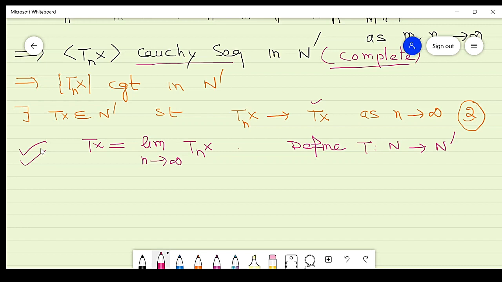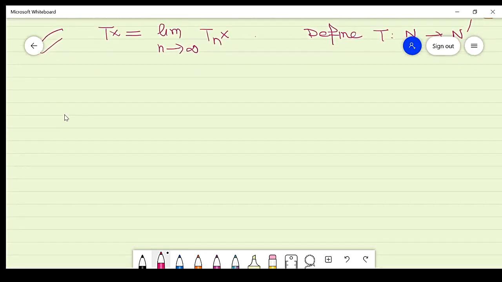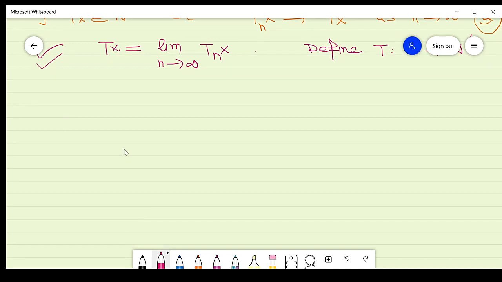So here now it is a mapping, but my purpose is to prove it is an operator. The condition of an operator is that it is a linear transformation and also bounded. So first I prove that it is a linear transformation as well as bounded. Now let x and y be two vectors from N, and alpha and beta are two scalars, right?